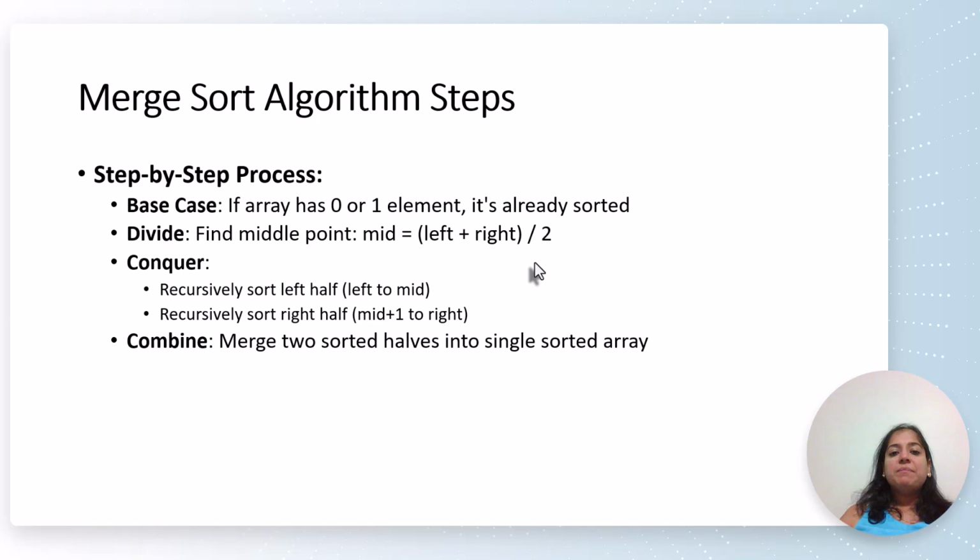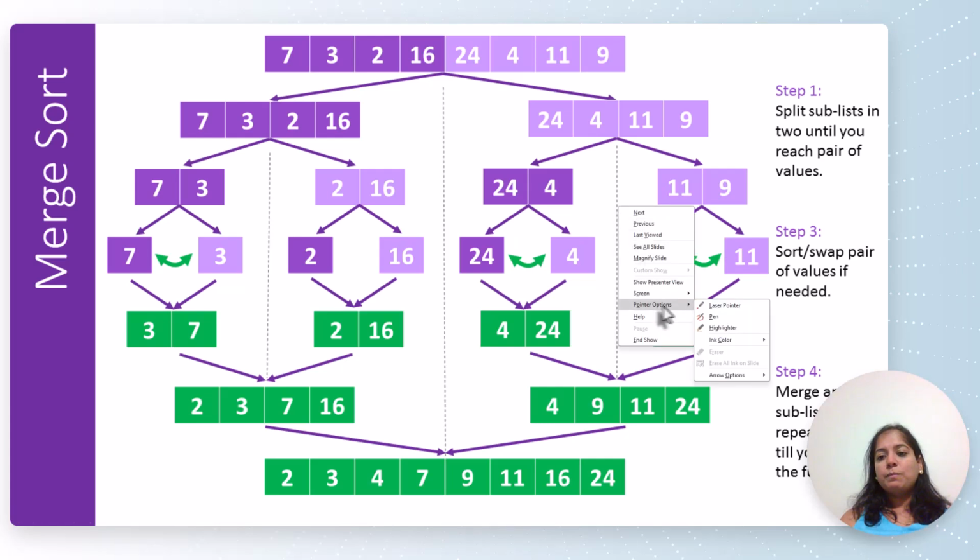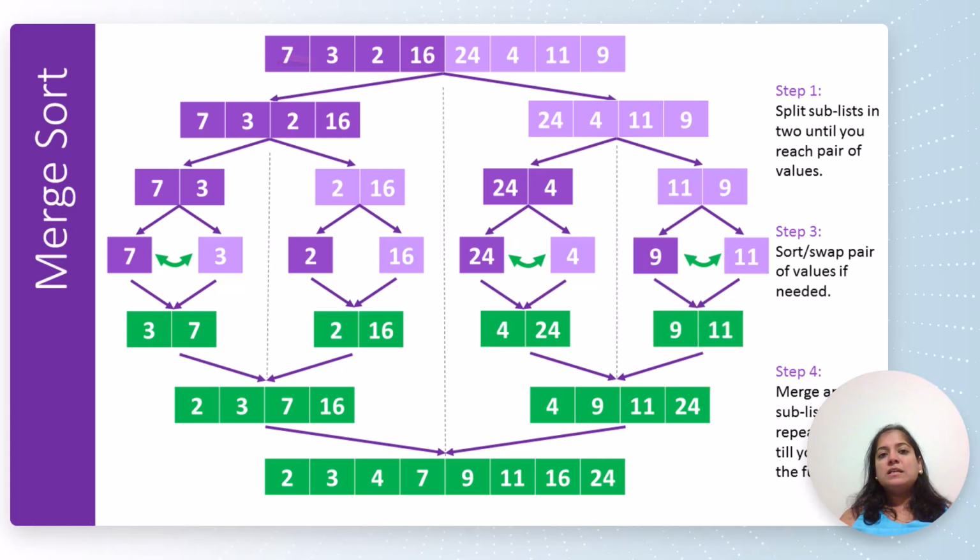So if we see the step-by-step process, the algorithm, how does it work basically? And okay, before the algorithm, let's move on to this part actually, how merge sort works. Let's see, initially our array is 7, 3, 2, 16, 24, 4, 11, 9. This is our array. Then in the first step, we will divide our array into two halves.